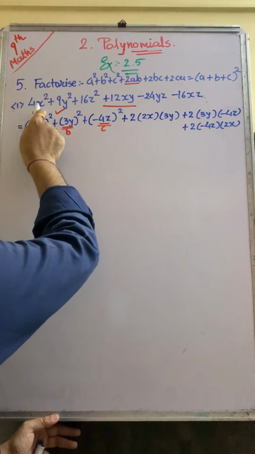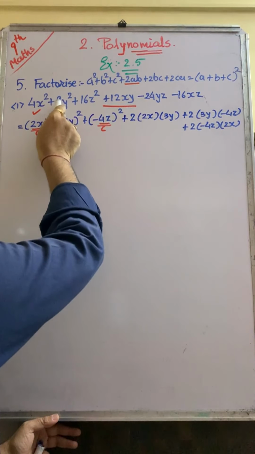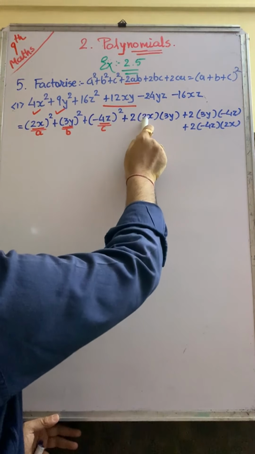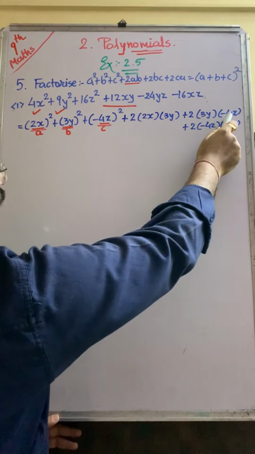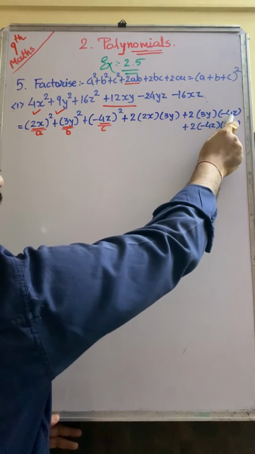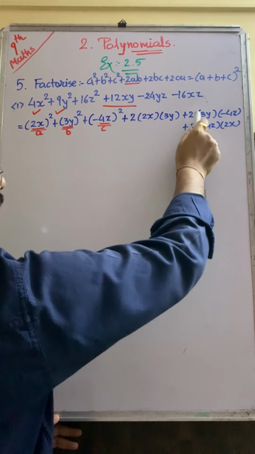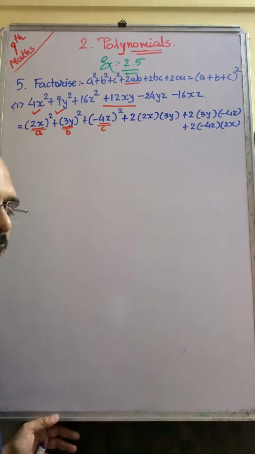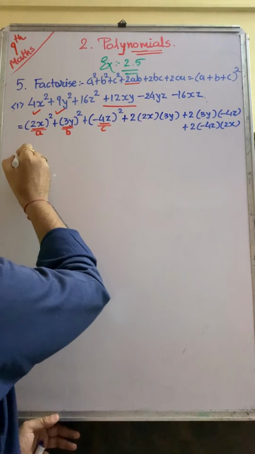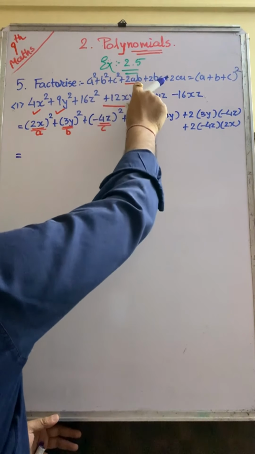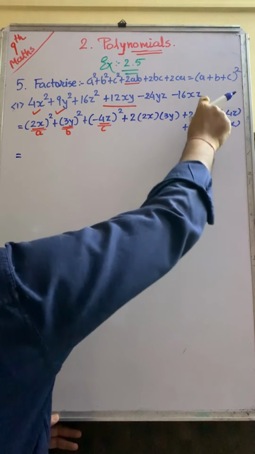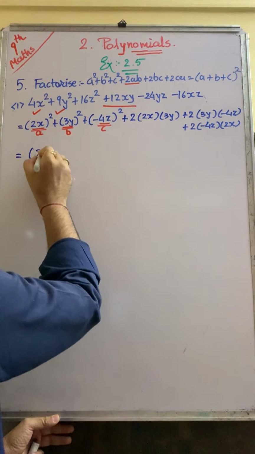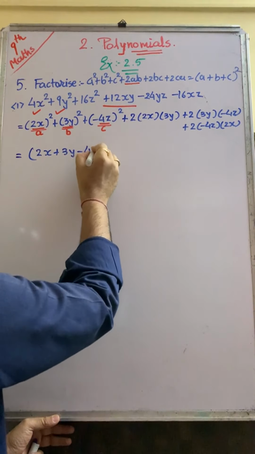See, 2x the whole square means 4x square, 3y the whole square means 9y square, minus 4z the whole square is 16z square, plus 2 2s are 4, 3s are 12xy, plus minus minus 2 3s are 6, 6 4s are 24yz, plus minus minus 2 4s are 8, 8 2s are 16xz. Is it okay? So now our question is set like a square plus b square plus c square plus 2ab plus 2bc plus 2ca. So the answer will be a plus b plus c the whole square. Here A is 2x plus 3y minus 4z the whole square.